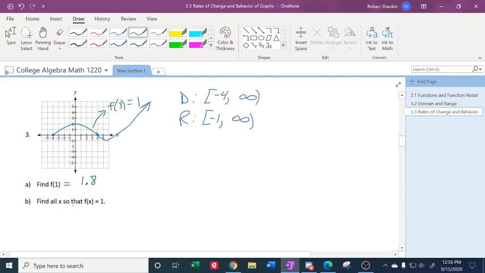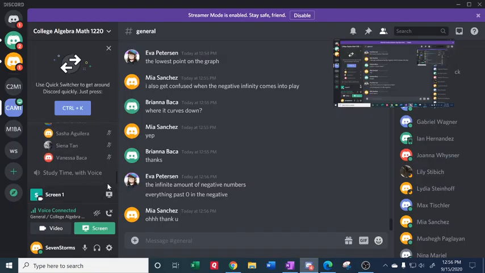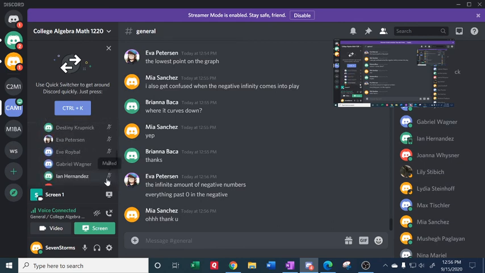The next one, find all x. I'm getting some feedback. I think, let's go check here. Somebody not muted. All right, I think they're muted now.